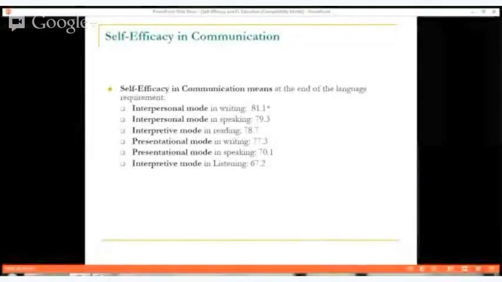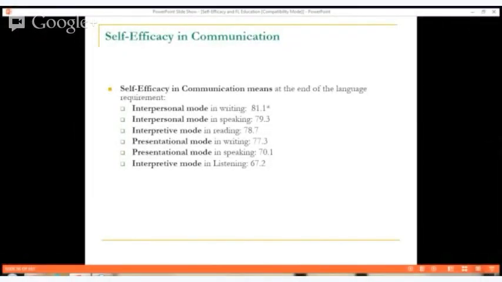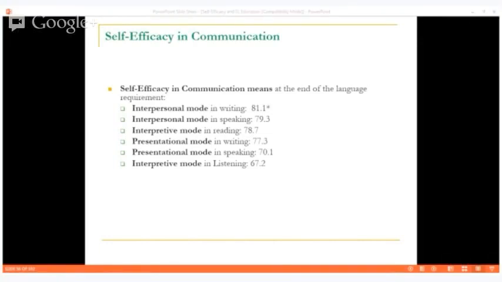We were able to break it down at the end of the language requirement, how competent they felt in the different areas of communication, the different modes of communication. We found that they felt most competent in their ability in the interpersonal mode in writing. And also in the interpersonal mode in speaking, they felt quite competent. Interpretive mode in listening, however, they perceived as not as competent as the other modes, and that's something that we really thought about a lot, whether or not we needed to enhance that more in the curriculum.